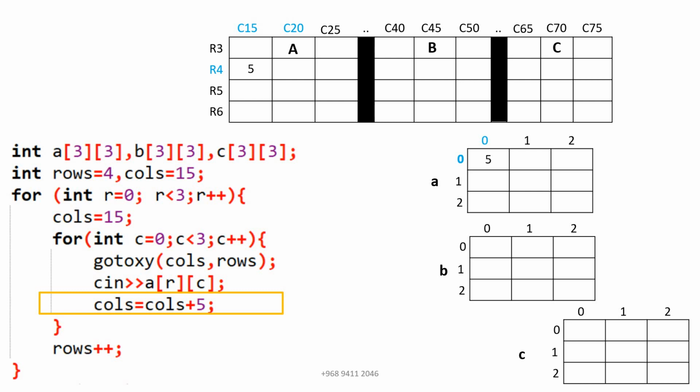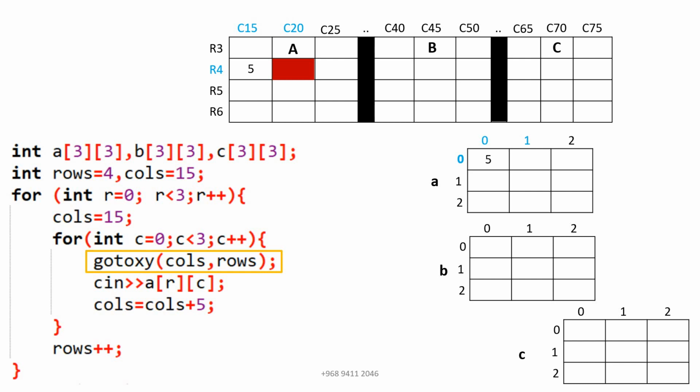Next statement is columns equal to columns plus 5. It will increment the column by 5. Now when you increment by 5, it will reach C20. Okay, and I have given blue color to that position, that is C20, column 20. Then it will increase the value of the column index, which is used to control the index position. Now the array column index will become 1, that I have highlighted with blue color.